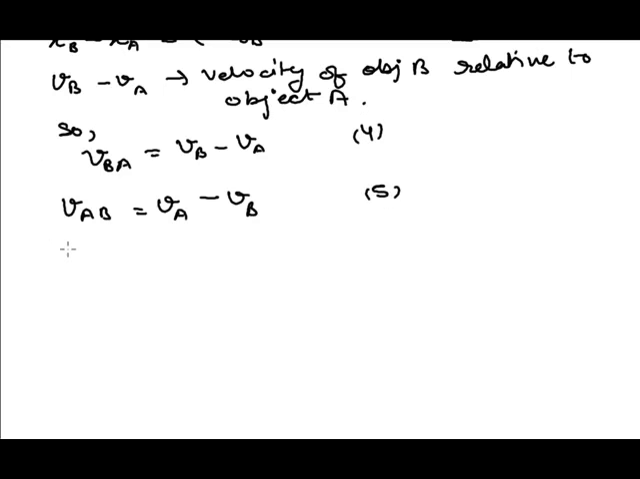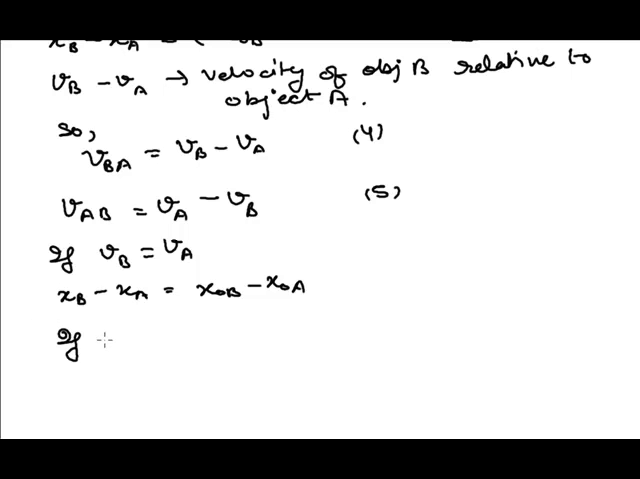Now, if VB is equal to VA, then from equation 3 we have xB minus xA is equal to x naught B minus x naught A. That is, two objects A and B stay apart at a constant distance.